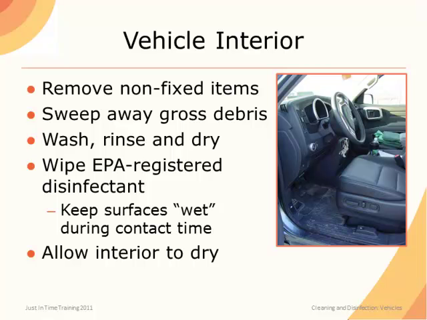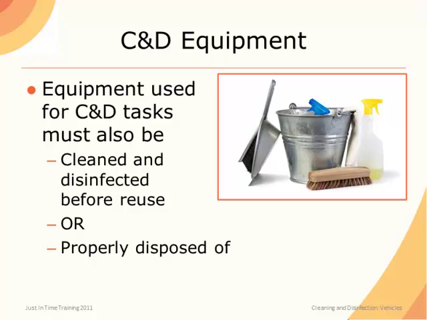Rinse the areas and items with clean, warm water. Wipe down these same items with an EPA-registered disinfectant soaked cloth, keeping surfaces wet for the necessary contact time. Move the vehicle from the disinfection area to the holding area. Allow the interior of the vehicle to dry. Following all C&D procedures in the infected premises, equipment used for C&D processes, such as brooms, rakes, shovels, brushes, hoses, or sprayers, must be cleaned and disinfected before reused or be otherwise disposed of.